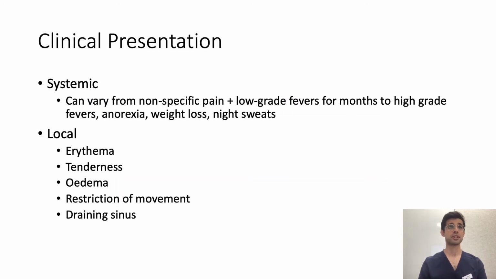The clinical presentation for osteomyelitis is quite varied. It can involve systemic symptoms as well as local symptoms. The systemic symptoms can be vague, from non-specific pain and low-grade fevers for months on end to high-grade fevers, weight loss, night sweats, anorexia. There are also local symptoms that can occur, like erythema, tenderness, edema, and restriction of movement at the site of the infection. And you can sometimes see a draining sinus, which is pathognomonic for chronic osteomyelitis. If you were to probe down into these sinuses, you would often be able to probe straight down to the bone.